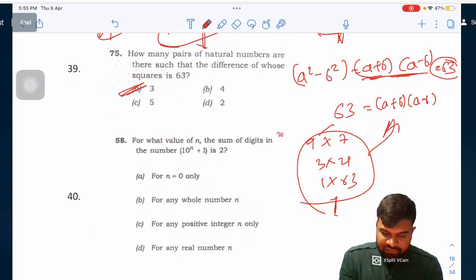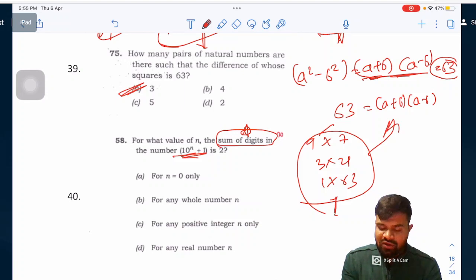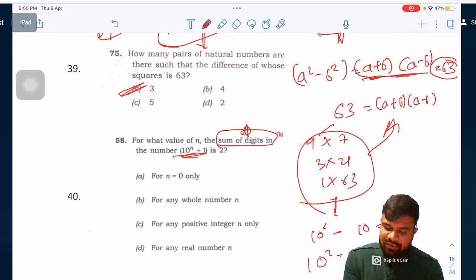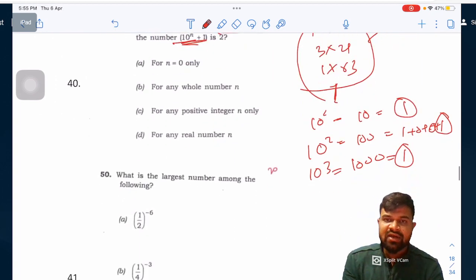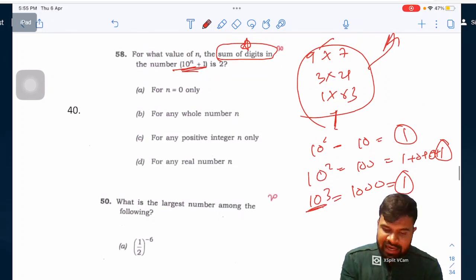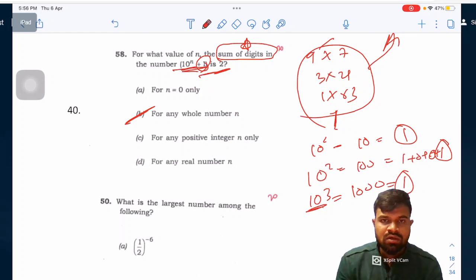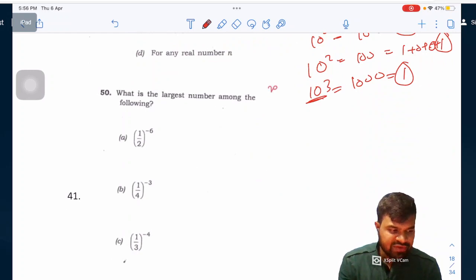Okay. Again, 40th question. This question is about the sum of digits. For powers of 10, 10 to the power of 1 is 10, and the sum of digits is 1. 10 to the power of 2 is 100, and the sum of digits is 1 plus 0, that is 1. For 10 to the power of 3, the sum of digits is 1. So for any power of 10, the sum of digits is always 1. So if you add 1, the sum of digits will always be 2 for any whole number. This is how you will do this question. This is a very easy question.